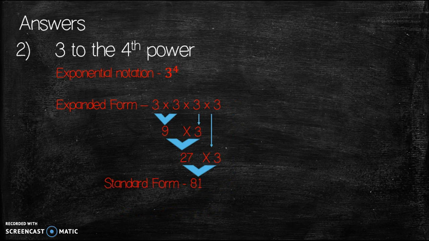Okay, number 2, 3 to the 4th power. Exponential notation, it looks like this. 3 is your base, 4 is your exponent. Expanded form, we have repeated multiplication of 3 times 3 4 times, right? So 3 times 3 times 3 times 3. 3 times 3 equals 9. So let's bring down our next times 3. That's 9 times 3, and that's 27. We still have one more times 3 to bring down. You see why these arrows are helpful? Because you remember how many you have to do. And 27 times 3 equals 81. So the standard form is 81.